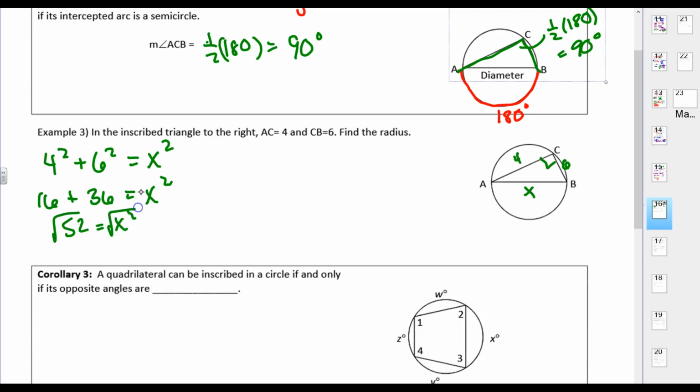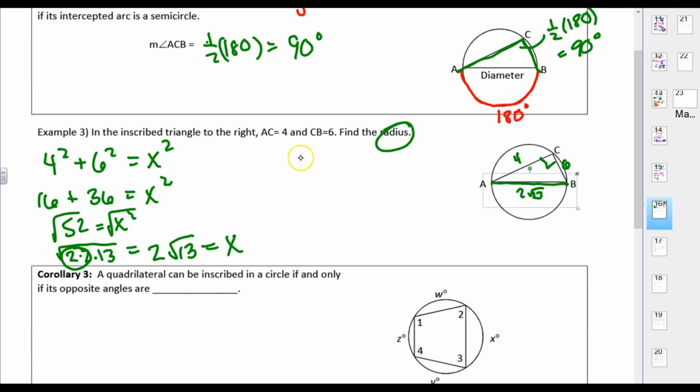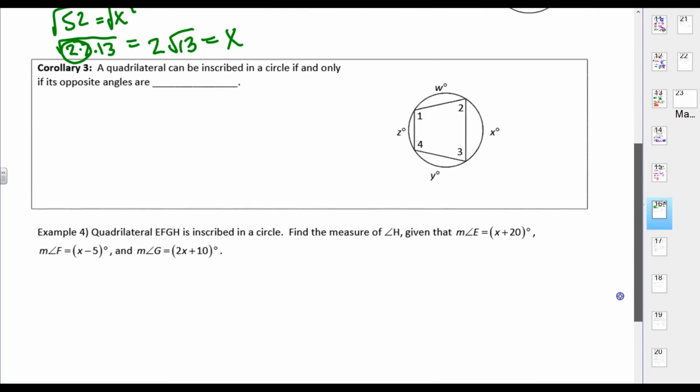When I take the square root of 52, 52 is the same thing as the square root of 2 times 2 times 13. A pair of 2's can break out, so I get 2 root 13 is X. Well, that's the measure from here to here. I'm sorry, guys. Whatever I just said, ignore that. The whole thing is 2 root 13. I just want the radius, so I need to do 2 root 13 and divide it by 2. So I get that my radius is just equal to the square root of 13. That's my answer.